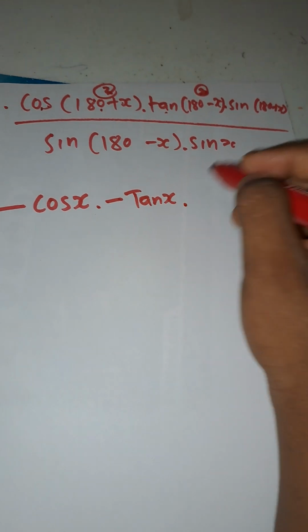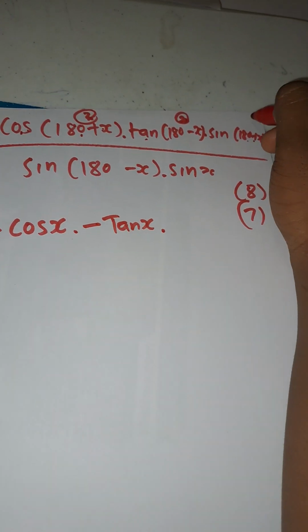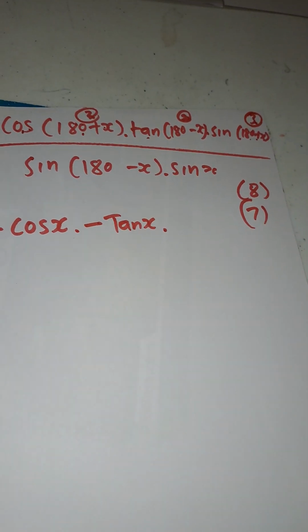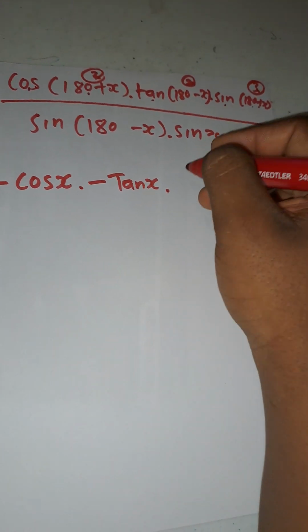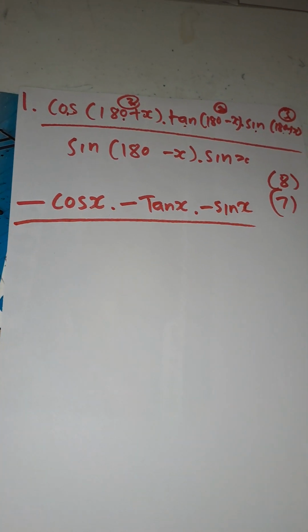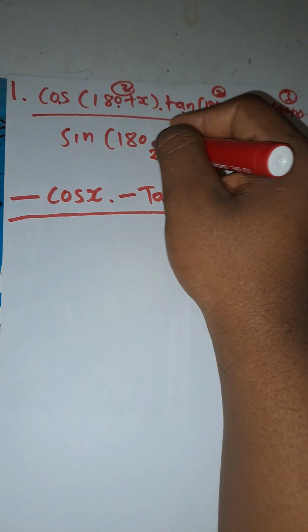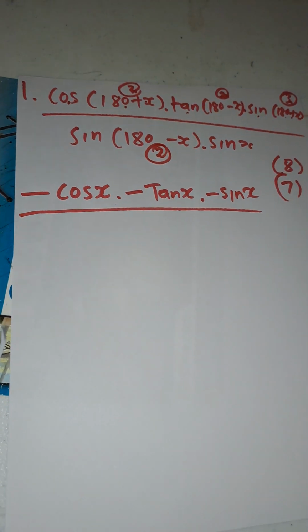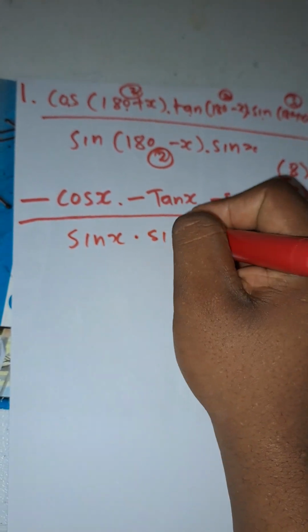And then what do I see? 180 plus x, which is where? In the third quadrant. Which trig ratio is positive in the third quadrant? Tan. But what do I see here? Sine. So it is negative sine x. You see? You just have to know your CAST diagram and your reduction angles. 180 minus theta is in the second quadrant. What is positive in the second quadrant? Sine. So it is just positive sine x times sine x.